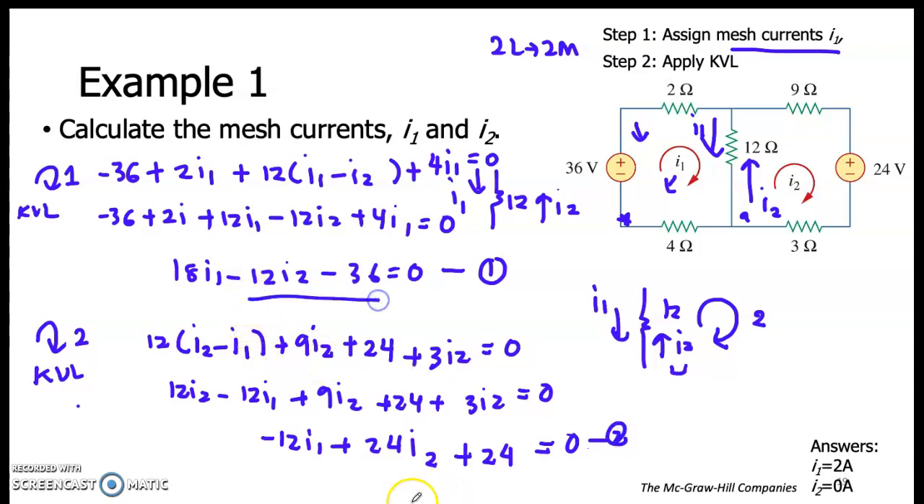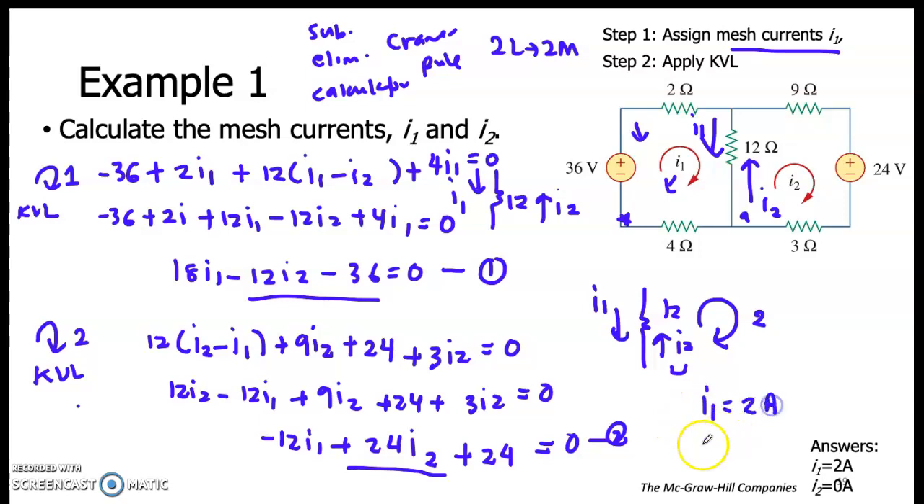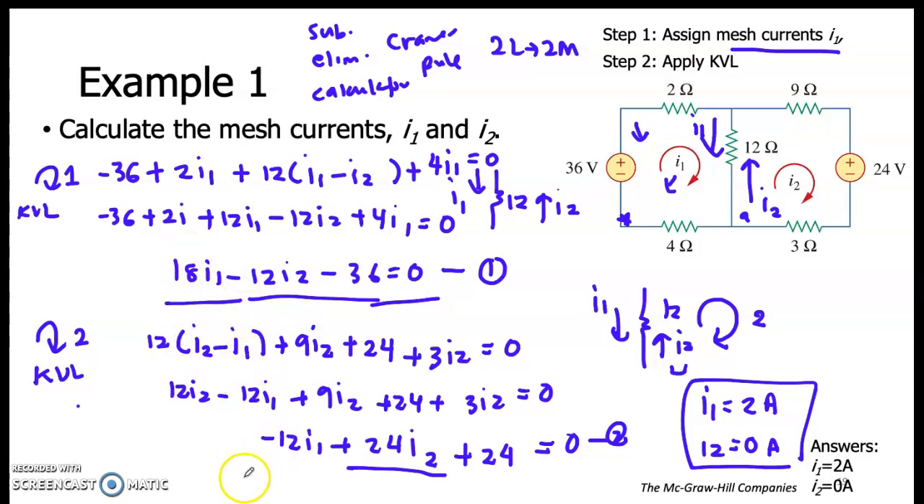You can use 3 methods to solve this simultaneous equation. One is what we call substitution, or you can solve by elimination, or you just use a calculator to solve it, or you can also use Cramer's rule. So it's up to you whichever you are familiar with. If I use the calculator, then you can get I1 is equal to 2 ampere, I2 is equal to 0 ampere. I already taught you how to solve this one using a calculator. So you can just take the shortcut way, use the calculator, or you can use Cramer's rule, which you can learn from the textbook.